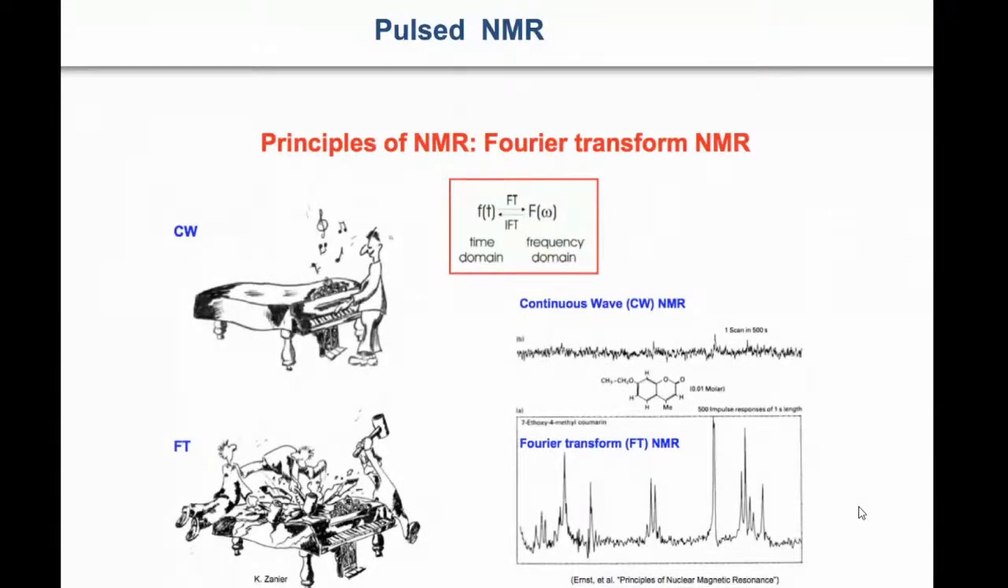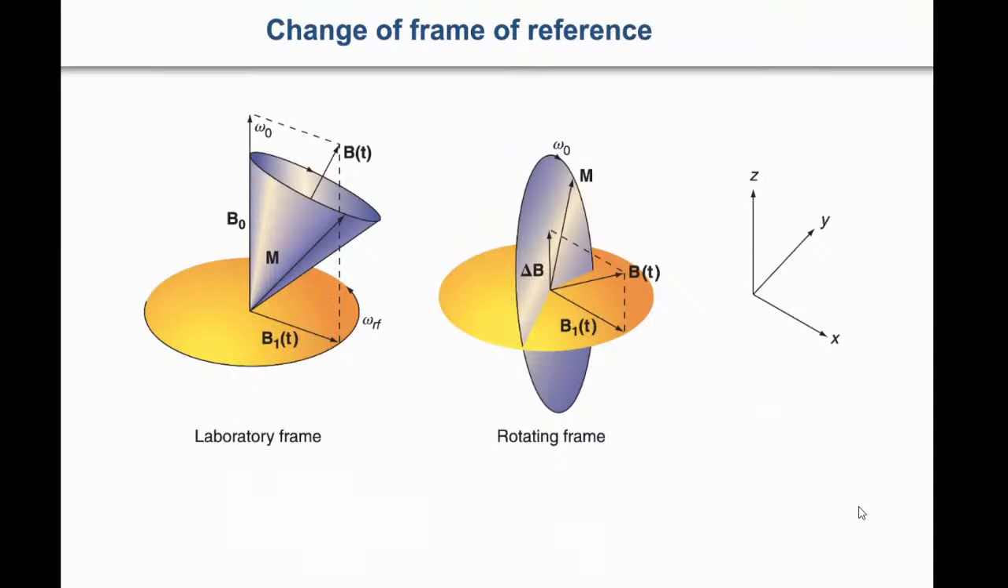That's because we don't know where the signal is. But in Fourier transform, we just use this pulsing technique. It will excite the entire region, and then you can scan very fast. You just have to wait for the spins to come back, and then pulse again, then scan again. So Fourier transform is much faster and much more sensitive than continuous wave.